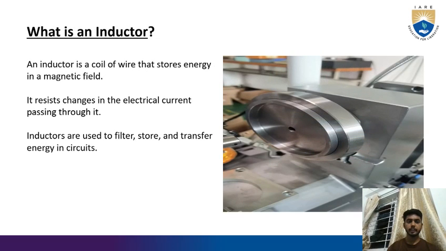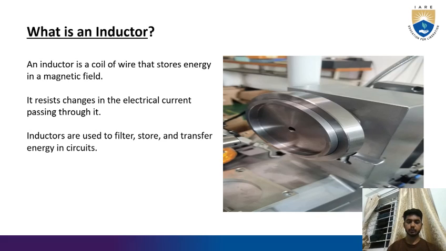What is an inductor? An inductor is a coil of wire that stores energy in a magnetic field, or we can also define it as a passive component that stores energy in a magnetic field when current flows through it. It is typically made by winding a wire into a coil, and when current passes, a magnetic field forms around it. It resists changes in the electric current passing through it.